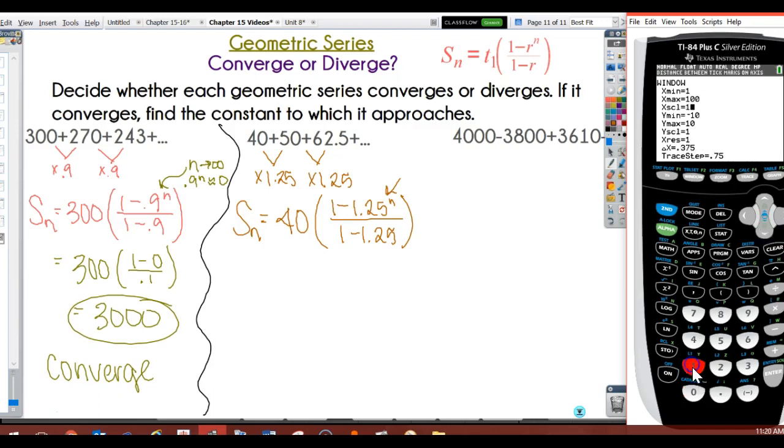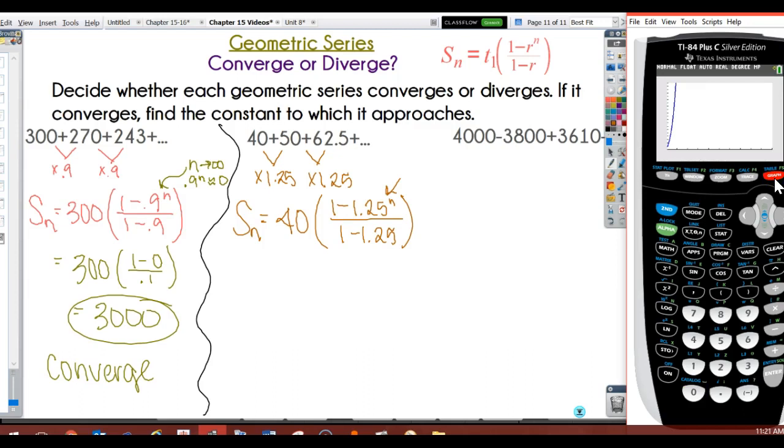I'm going to count by 10, and then I expect the sum to get pretty large, so I'm going to go ahead and start at 0, and we'll go up to 1,000, and we'll count by 50. And let's see what this graph looks like.